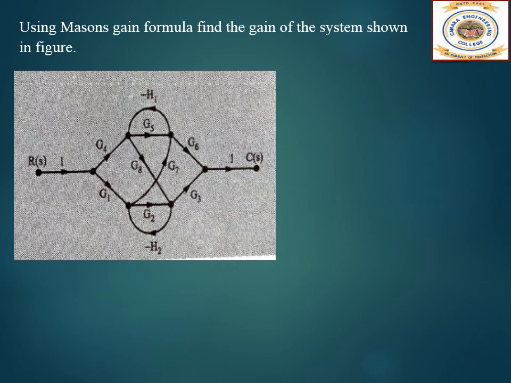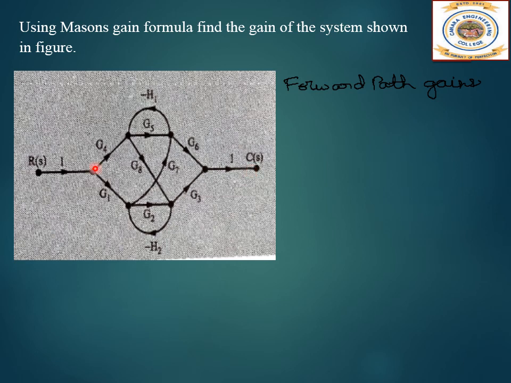So let us work out one more question over here. Using Mason's gain formula, we have to find the gain of the system shown. So we have to first write the forward path gains. Which are the forward paths? Forward path is the path from the input to the output. In a variety of ways you can go, so we will identify that. The first path is 1, G4, G5, G6 and C of S.